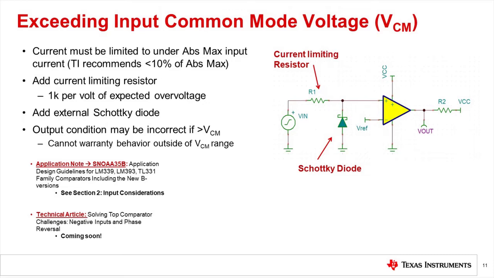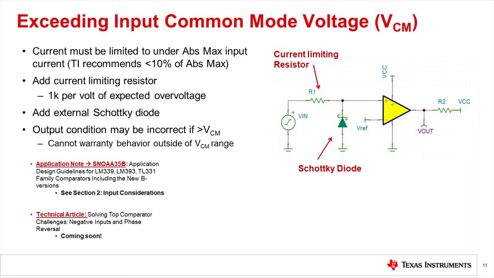The more you can limit the current, the better, as you can protect the input pins of the comparator. The current is commonly limited by adding a resistor in series with the input. A rule of thumb is to add 1 kilo ohm per volt of expected overvoltage. So say you expect to have a 5 volt overvoltage on the input pin, then you put in a 5 kilo ohm resistor. You can also add an external Schottky clamp diode if the event is expected to occur frequently or for long periods of time.